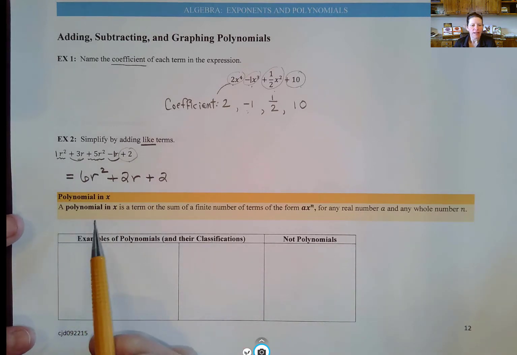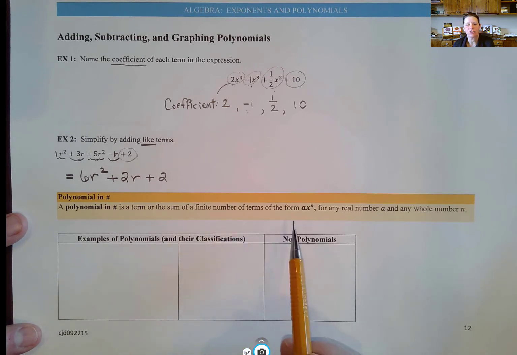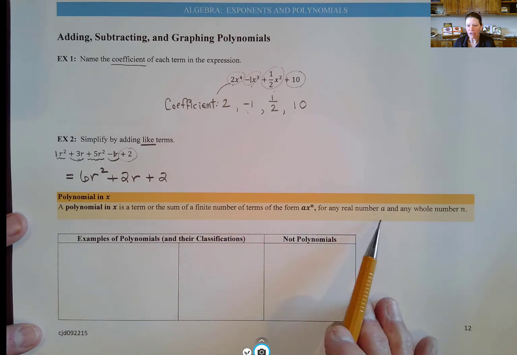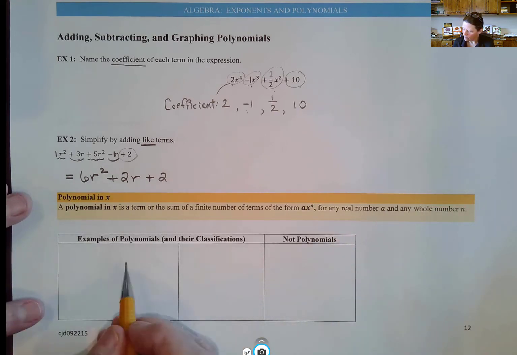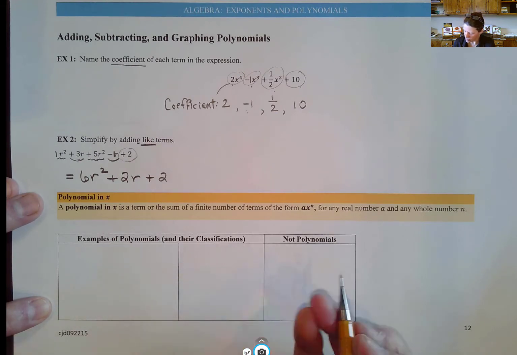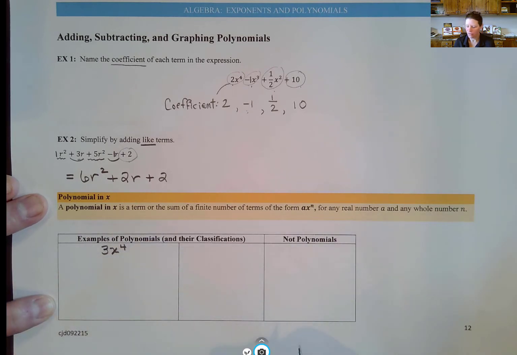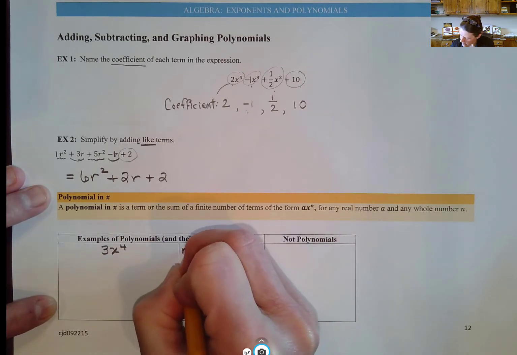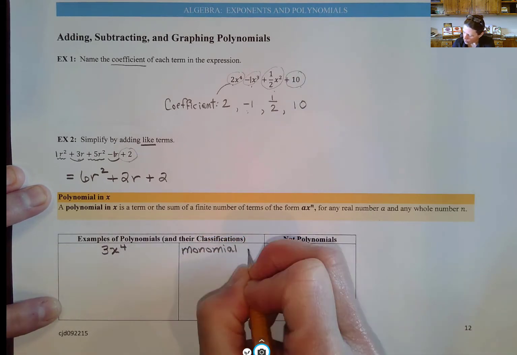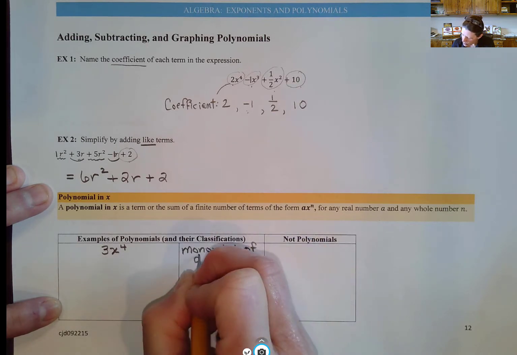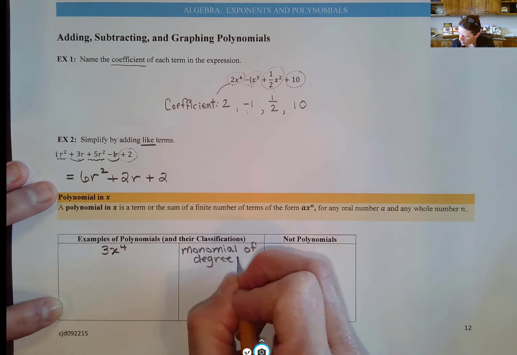A polynomial in x is a term or the sum of a finite number of terms of the form ax to the n for any real number a and any whole number n. Some examples of polynomials and their classifications. We might look at a single-termed polynomial like 3x to the fourth. And we say that this is a monomial, mono meaning one. Okay, a monomial, and we might also describe its degree and say that it's a monomial of degree 4.